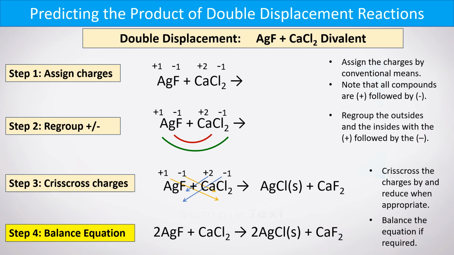And then, as necessary, balance. In this case, balance it out with a 2 and a 2 in front of the silver fluoride and the silver chloride.